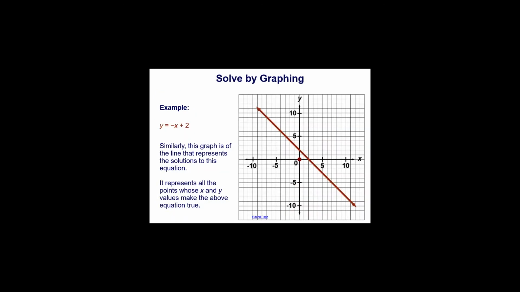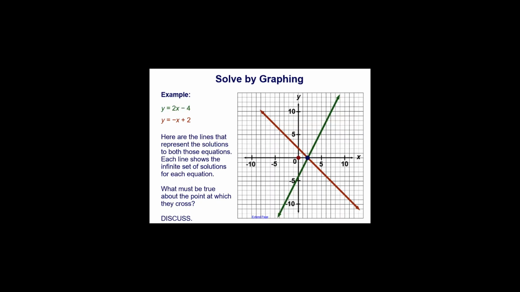Now here's another linear equation. We have y equals negative x plus 2. Similarly, this graph is of the line that represents the solutions to this equation. It represents all the points whose x and y values make the above equation true. So now we have the two linear equations together. We have a system. So here are the lines that represent the solutions to both these equations. Each line shows the infinite set of solutions for each separate equation.